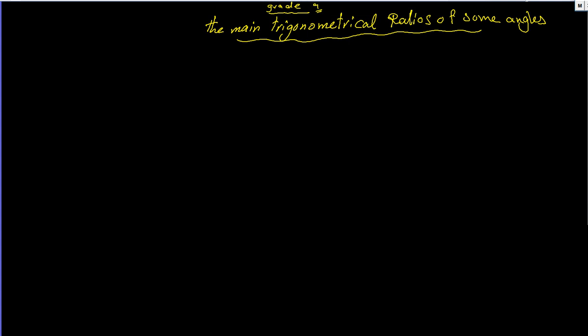Today we will study the main trigonometrical ratios of some angles. First, let's remember the 30-60 degrees triangle. What is the meaning of a 30-60 degrees triangle? It's a triangle which has one right angle, one angle of 30, and the other angle is 60 degrees.